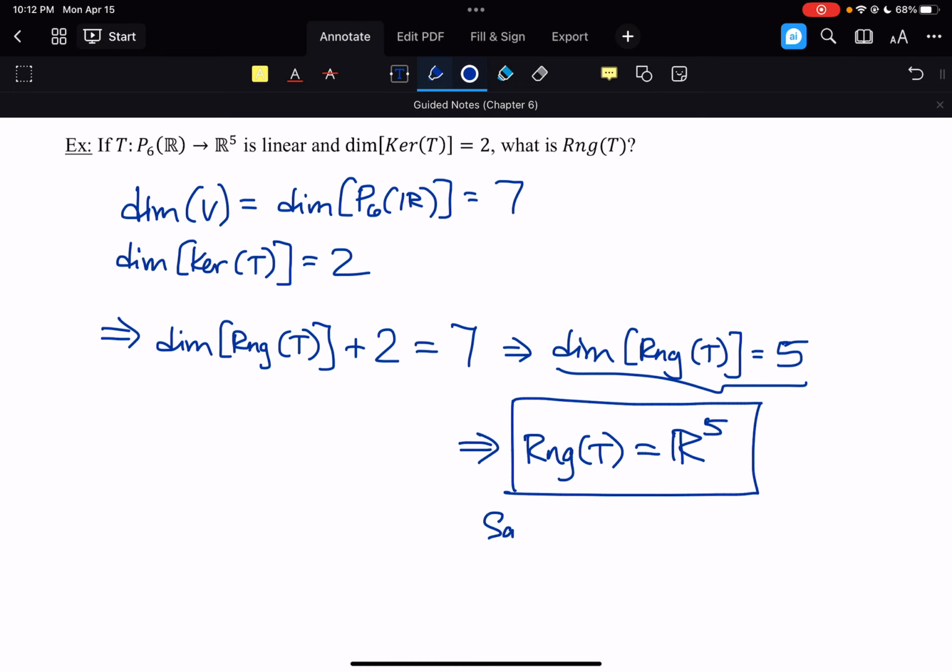Okay, and so again, they're the same size, so the range spans all of R5. So we say that the range is R5 because it covers all of it.